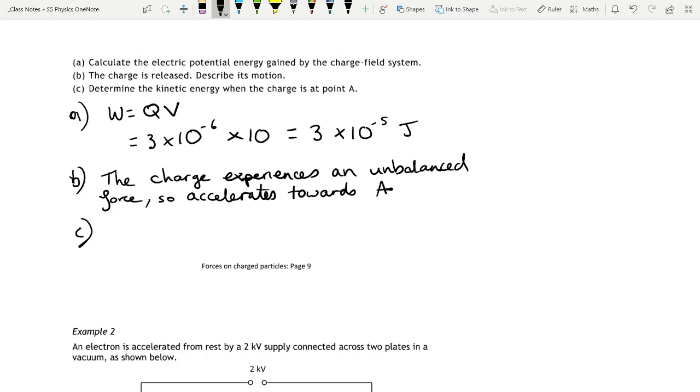Okay. So we've given it some energy, we've done work to move it towards the positive, then we let go of it and it moves back to A. So just like the gravitational field strength, you've done work to lift it up, you let go of it, it all changes into kinetic energy. Same happens here. You've done that work, it's all stored as electric potential energy. As soon as you let go, it all moves eventually into kinetic energy.